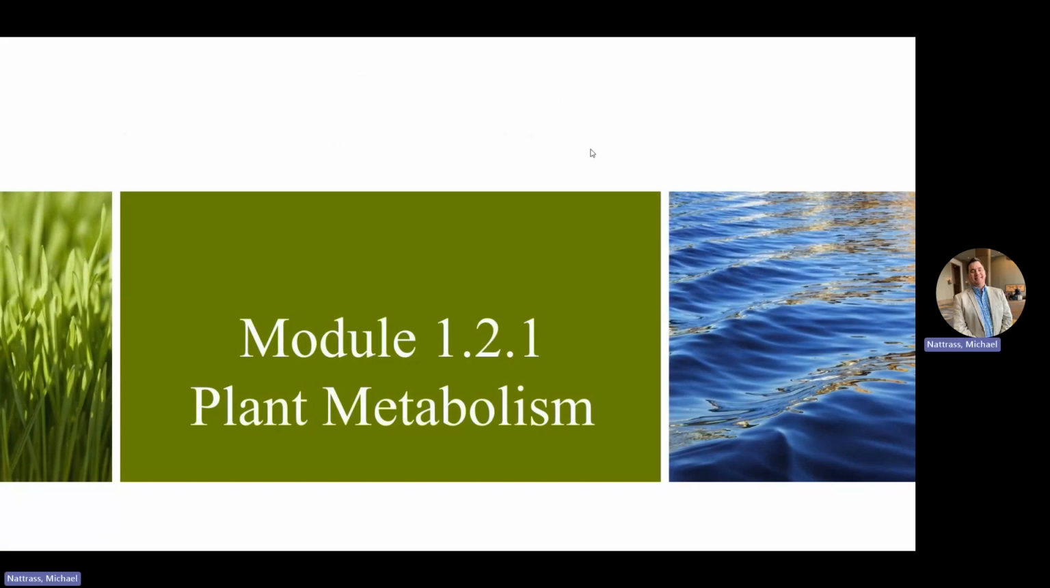Okay, welcome to module 1.2.1. This is going to be plant metabolism and photosynthesis, and how we absorb sunlight so that we can produce glucose, and what the processes are towards that.